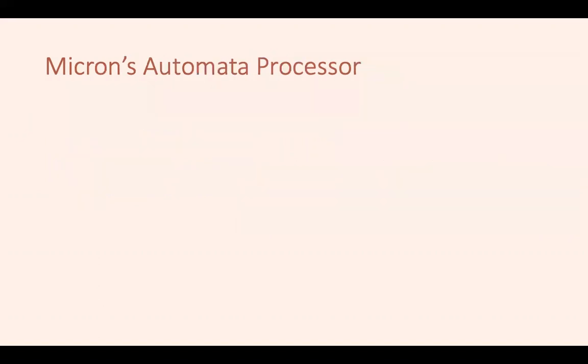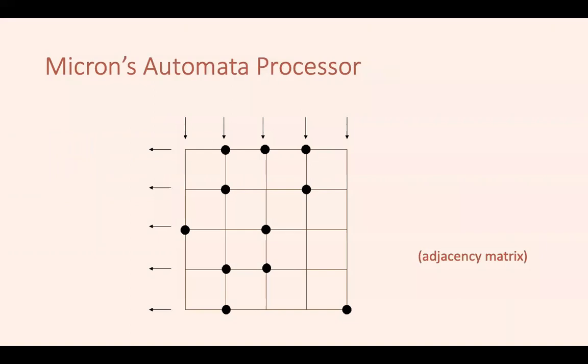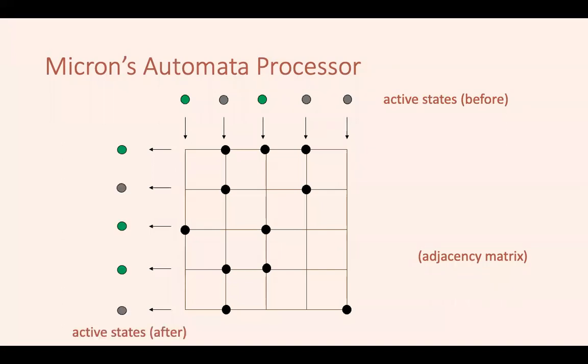Here is an example of how this basically works, roughly. You have this adjacency matrix, and somehow in the hardware you can implement this sort of thing. You have certain active states, and based on this adjacency matrix, which the hardware literature likes to call the routing matrix, the next set of active states are determined. So this is roughly how the automata processor works.